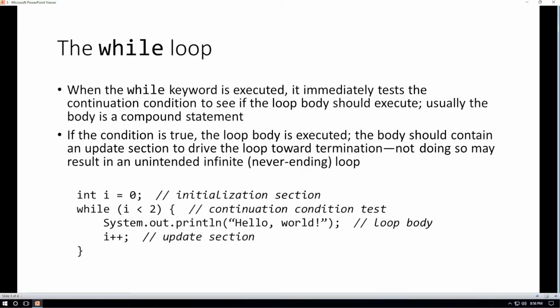We now go back to the while test and we test is I less than 2. Because of the update section, I will be 1 now, and that is less than 2. We again print out hello world and increment I. I is now 2. We go back to the top, we test is I less than 2. In this case, is 2 less than 2? The answer is false. The loop terminates. We go to the statement sequentially after the curly brace that finishes up the while statement.